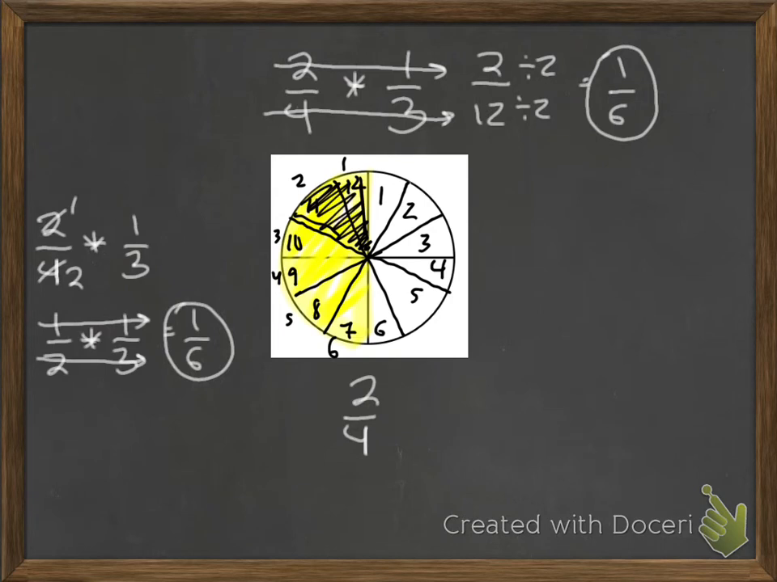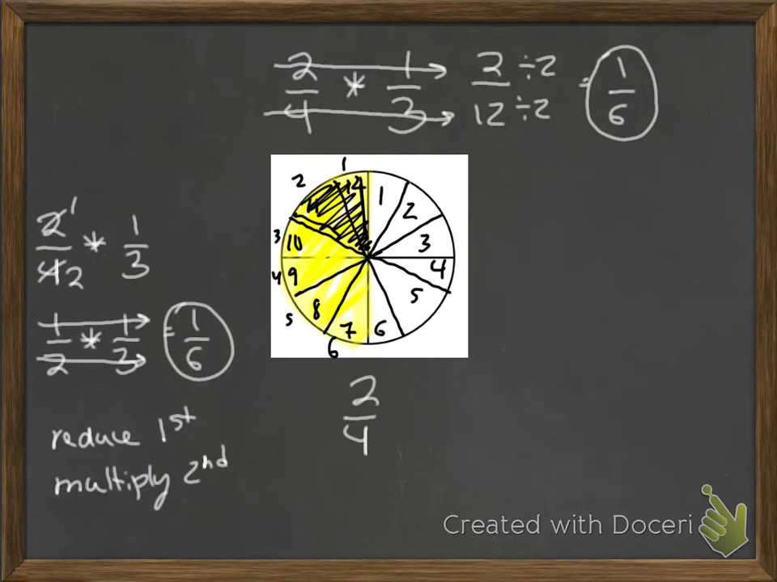So if I reduce my fractions first before I multiply, in other words, if I divide before I multiply, okay, then I can actually save myself a lot of time in the end by not having to reduce my fractions.